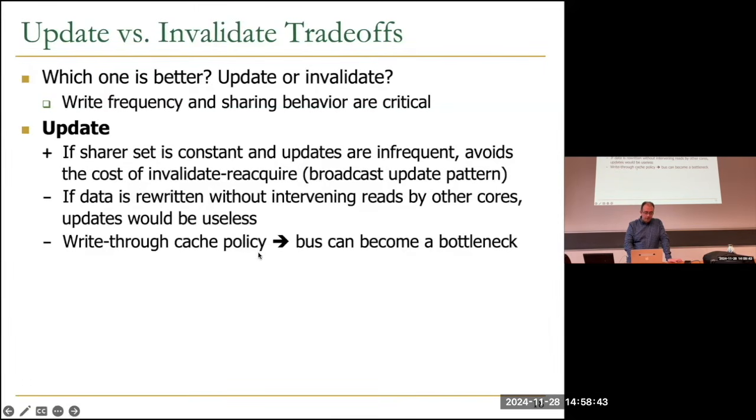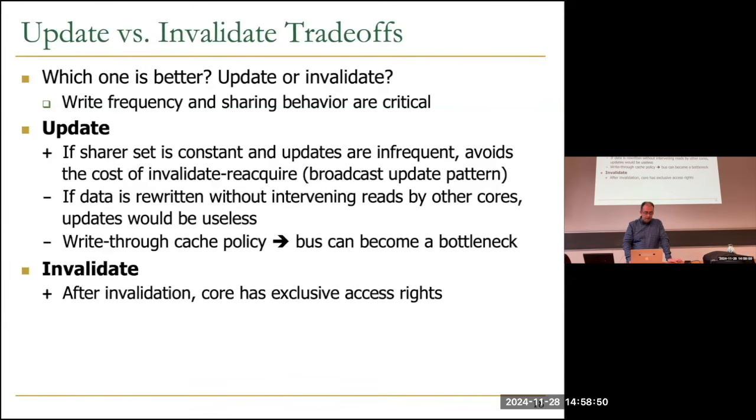And in a write-through cache policy, the bus can become a bottleneck, of course, because you need to inform memory as well. With invalidates, after invalidation, the core has exclusive access rights, which is important. Once you update and send invalidation requests to other caches, this core has exclusive access to that cache block, meaning that you can silently operate on that data. As long as your access is exclusive, and we're going to see how we can support that, that core can easily just silently update, which is good.